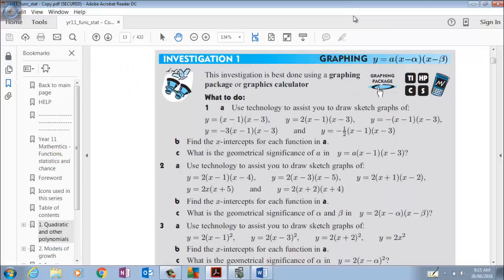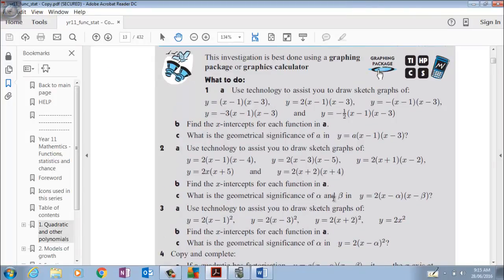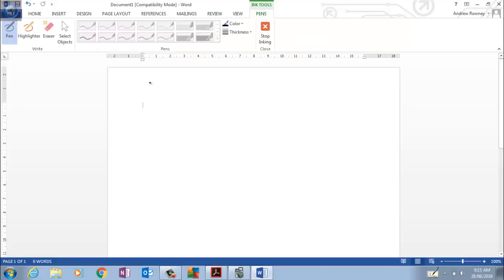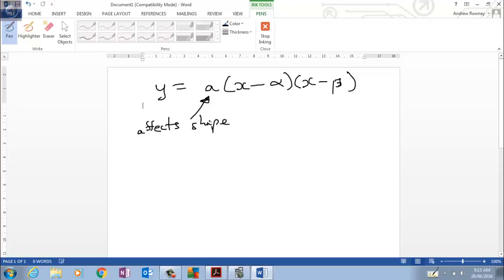It's the same width as the red one with the 2 out the front, because this is now -2. Okay, so putting all that together in a summary, we can therefore say that when you've got y equals A, we'll put x take alpha, x take beta. In our case it was 1 and 3. This value out here affects the shape of the graph, where if A is positive, you get a smiley looking graph. If A is negative, you get a sad face looking graph.